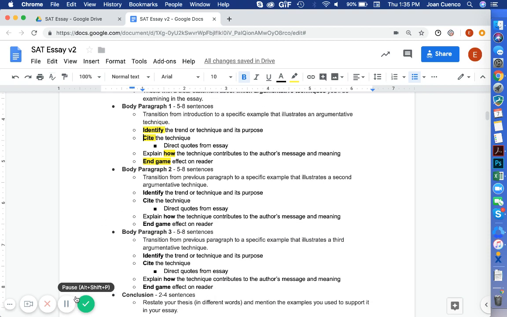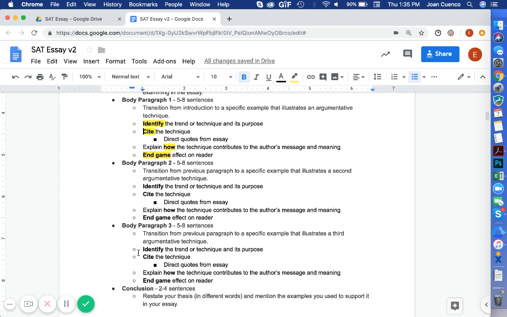Okay, now that you've seen how these 4 ingredients work inside of a body paragraph, we'll go on to body paragraphs 2 and 3. So body paragraph 2, choose a second technique to discuss, and then include the same 4 ingredients for discussing that technique. Same thing with body paragraph 3, choose a new rhetorical technique, and then discuss by citing it, explaining how it contributes to the author's message, and then what is its effect on the reader? How effective is it at convincing the reader that they should agree with the author?